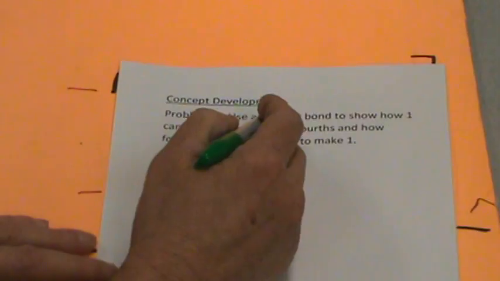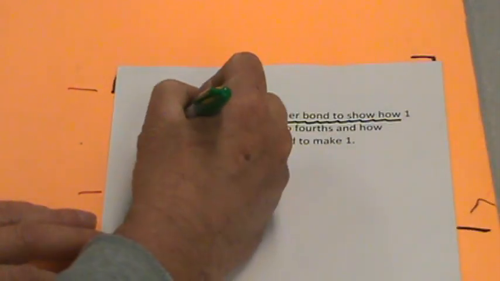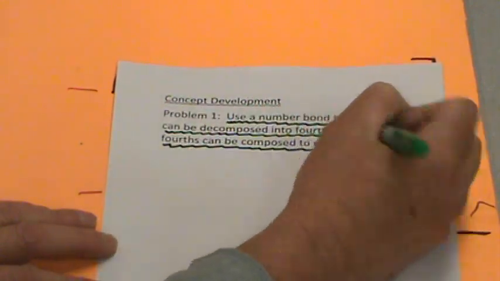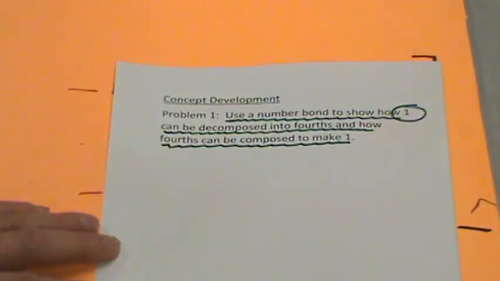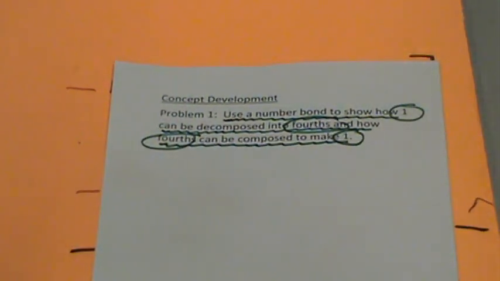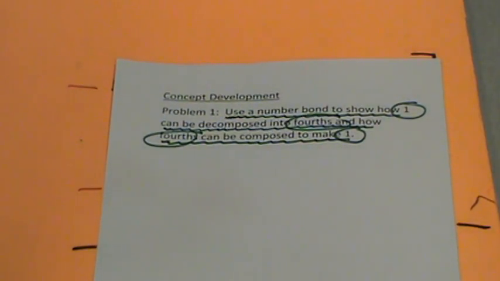It says, use a number bond to show how 1 can be decomposed into fourths and how fourths can be composed to make 1. So I'm going to circle 1, and circle fourths, and then circle fourths, and circle 1. Let's figure this out. 1 is the whole, and we're going to decompose it into fourths. The 4 1/4s are parts, so 4 fourths make 1, right?